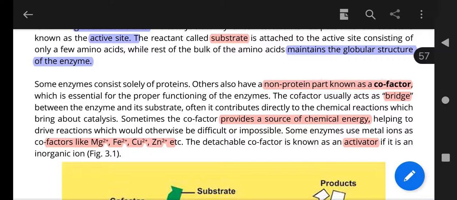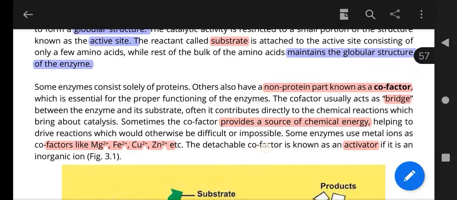There are actually three types discussed in our book. First is the activator, second is the prosthetic group, and third is the coenzyme. Actually, if this non-protein part is covalently bonded, then it is called a prosthetic group. If it is loosely attached to the enzyme and organic, it is called a coenzyme, and if it is inorganic and loosely attached to the enzyme, it is called an activator. So let's start with the definition of these.